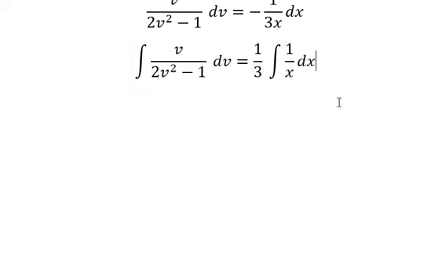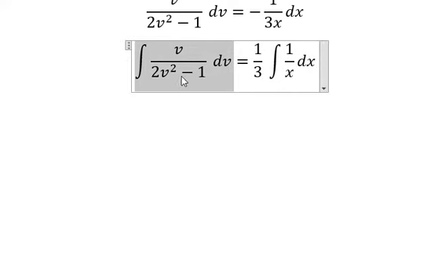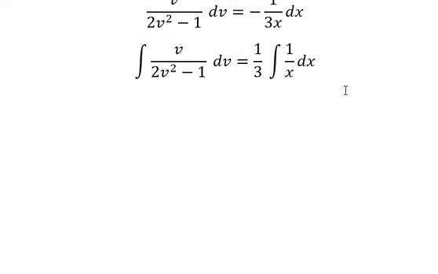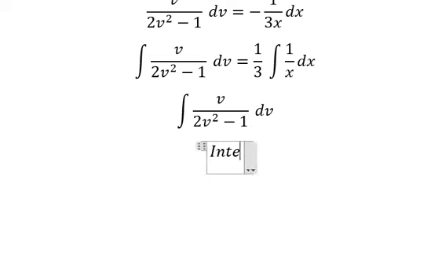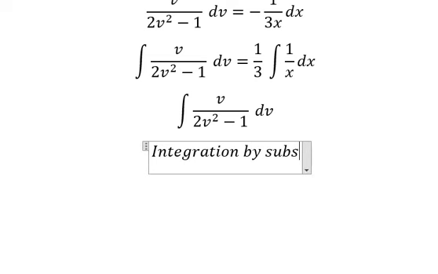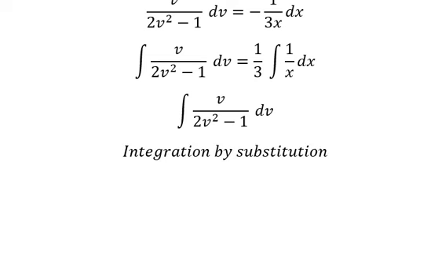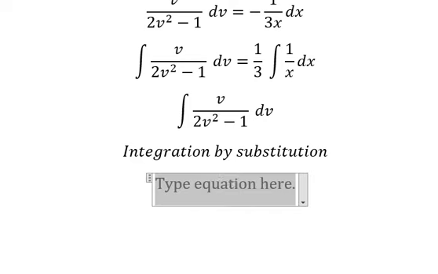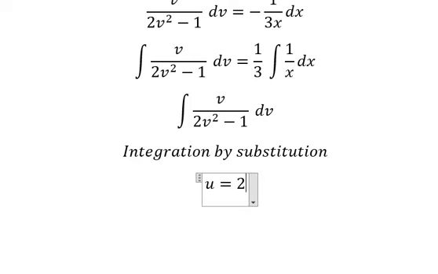Now, we need to find this integration. So we can use integration by substitution. So I will put u equal to 2v squared minus 1. After that, we first take the derivative of both sides.